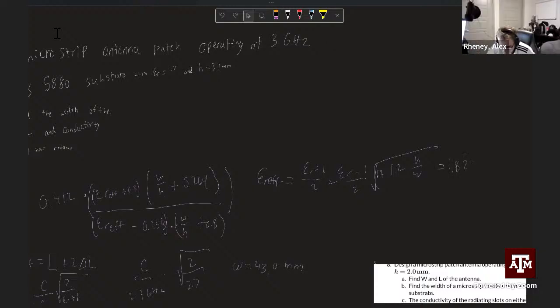Is that what you got when you plugged in the same values? I'm not trying to make you solve it twice. I just want to make sure that I give you the right number before we move on. I'll double check it real quick.